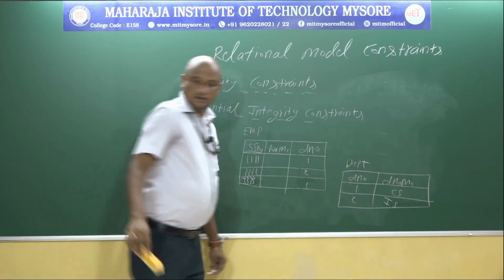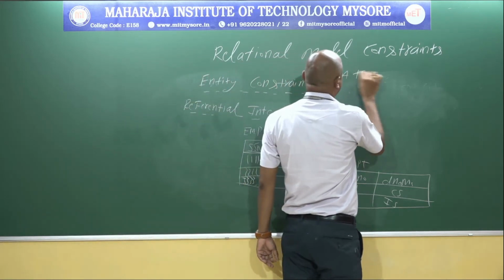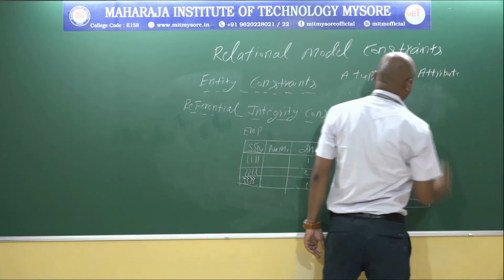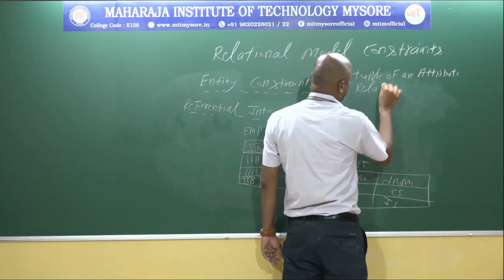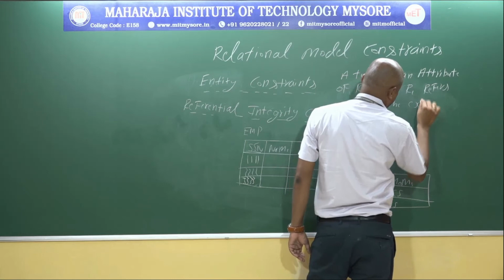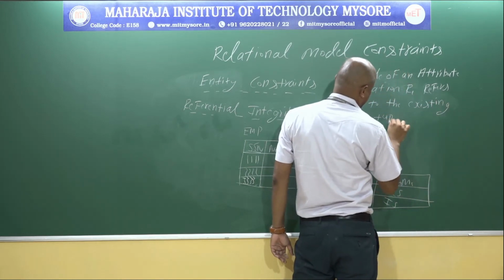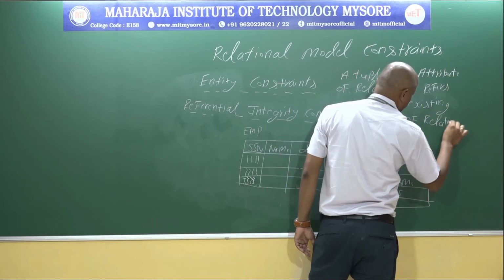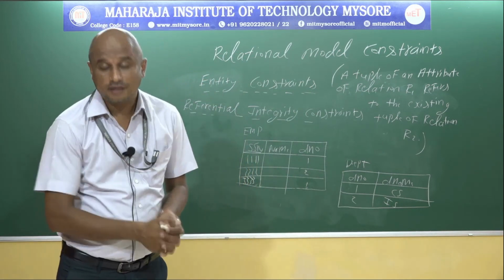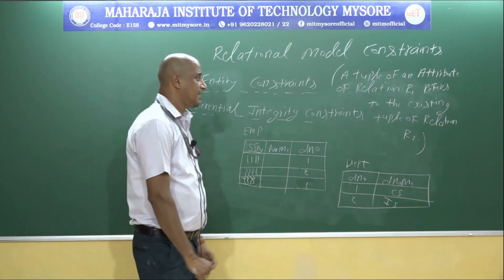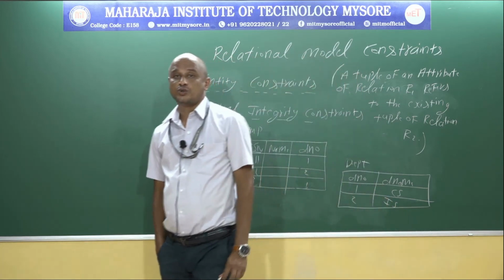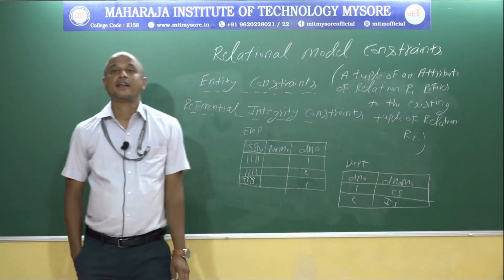So write a definition for this. A tuple of an attribute of relation R1 refers to the existing tuple of relation R2 is called a referential integrity constraint.